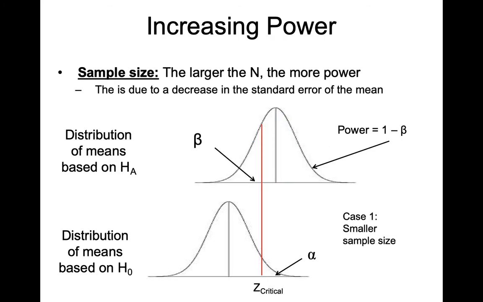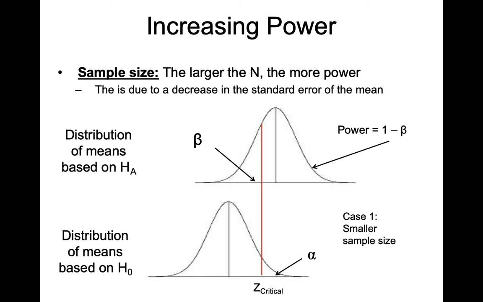The second influence is sample size. In general, the larger the sample size, the more power. The primary way that works is that a larger n will decrease the standard error of the mean. Recall that we calculate the standard error of the mean by taking the variance in the population, dividing by n, which gives us the variance of the distribution of means, and then we take the square root to get the standard error. So the higher n, the smaller the standard error.